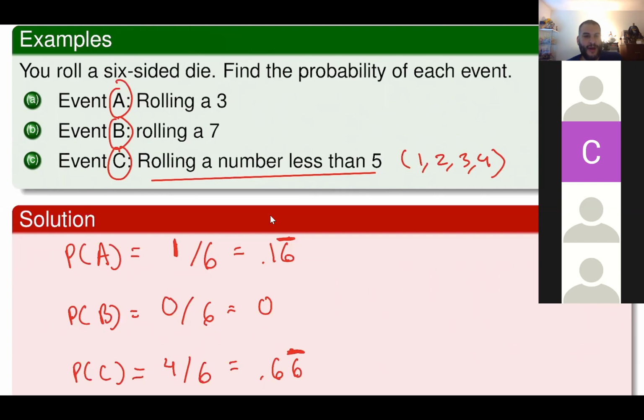So if you look at this one, all you have to do is look at how many total outcomes you have for your event, and divide it by the total outcomes in the sample space. All right, so let's move on down.